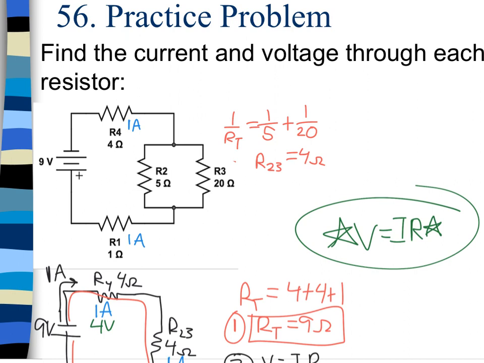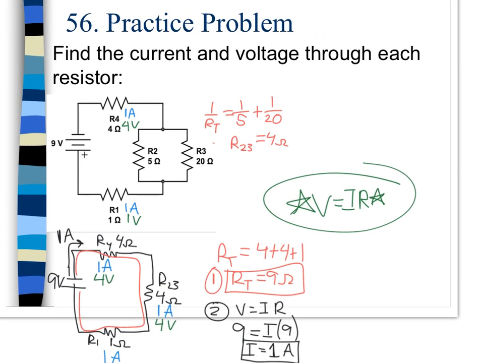So we know that it's 1 amp on each. This one has 4 volts, this one has 1 volt. And now what I want to do is think about this R23. Knowing that these two are combined in parallel, they ultimately combined in parallel to create this R23 down here, which had 1 amp of current going through it and 4 volts. I know that because resistors in parallel get the same voltage, that 4 volts is actually going to be across each one of these resistors.